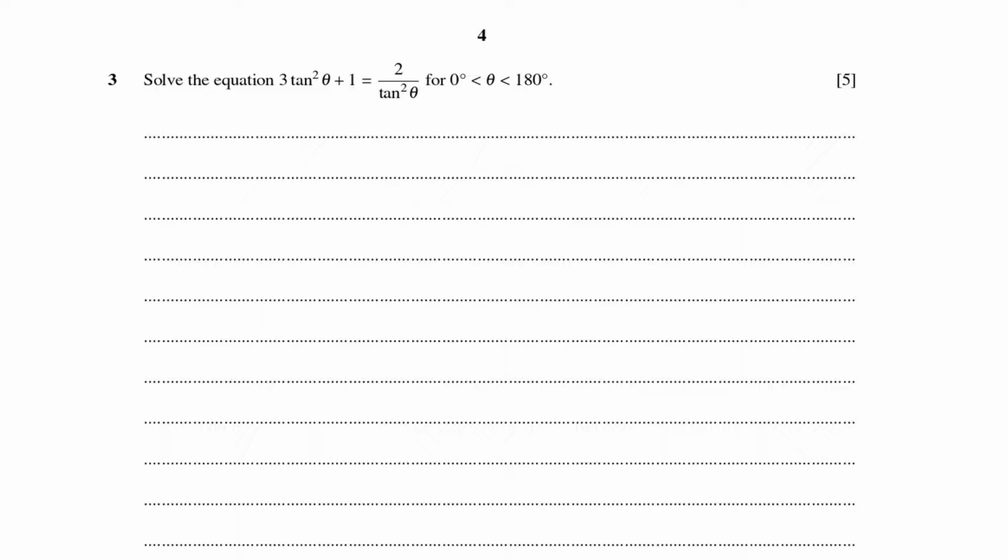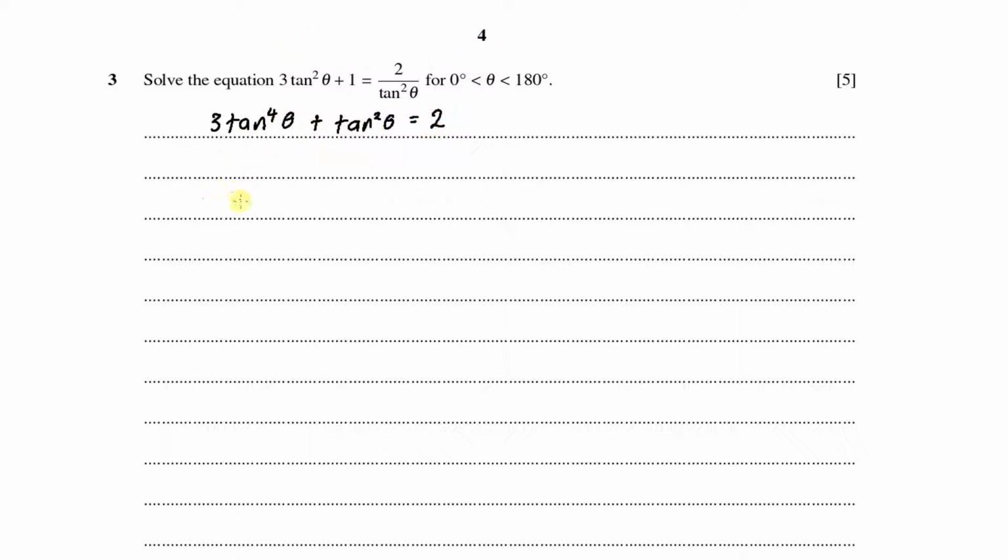Question number 3. Solve the equation 3 tan squared theta plus 1 is equal to 2 over tan squared theta for values of theta between 0 degrees and 180 degrees. So what I'm going to do with this one is start by multiplying all the terms by tan squared theta. So if I do that, I'll have 3 tan to the power 4 of theta, and 1 times tan squared theta gives tan squared theta here. And multiplying 2 over tan squared theta by tan squared theta, we just get 2.